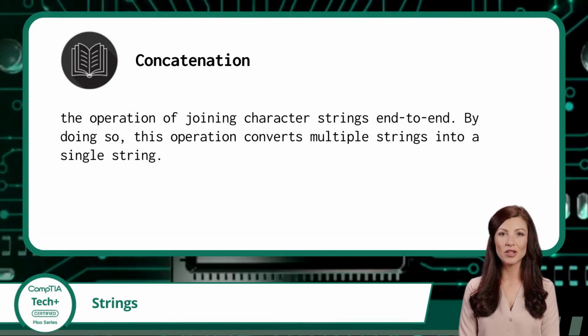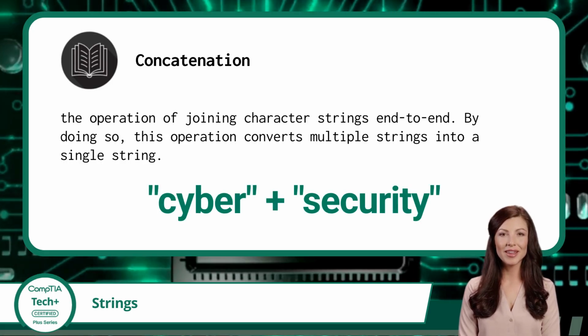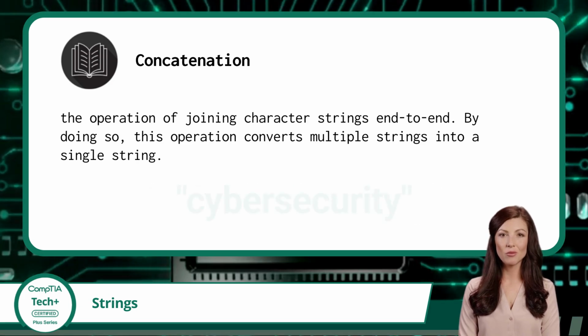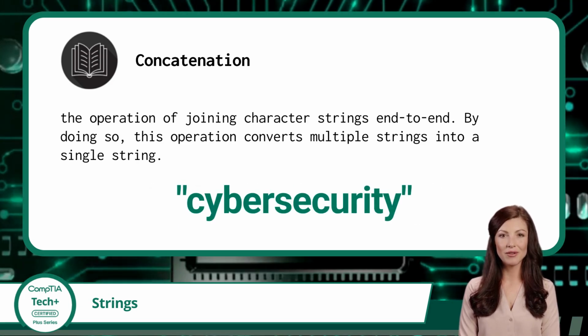Concatenation is the operation of joining character strings end to end. By doing so, this operation converts multiple strings into a single string. To demonstrate, we will take the string cyber and concatenate it with the string security. This will result in a single string value of cybersecurity.